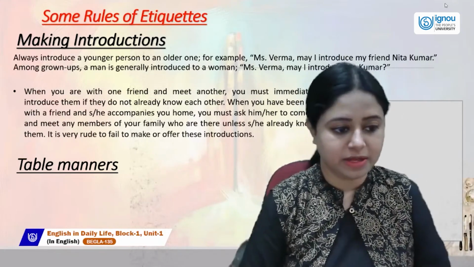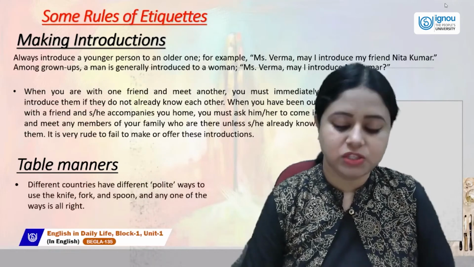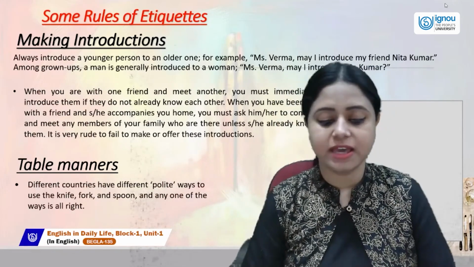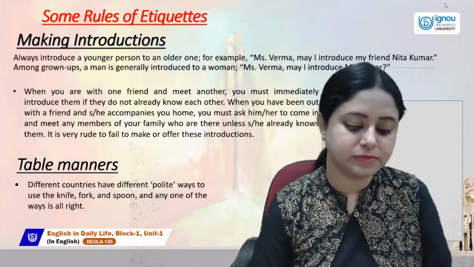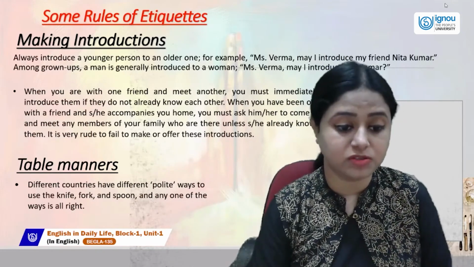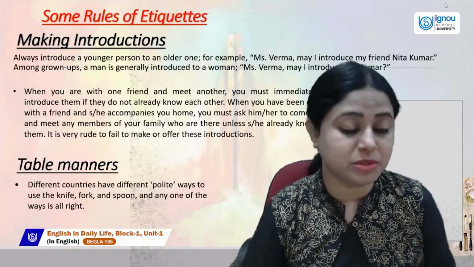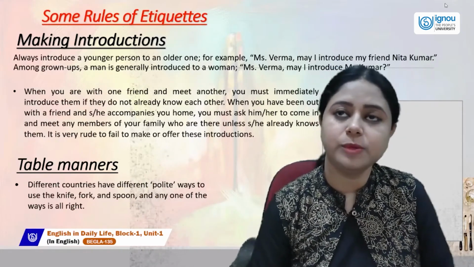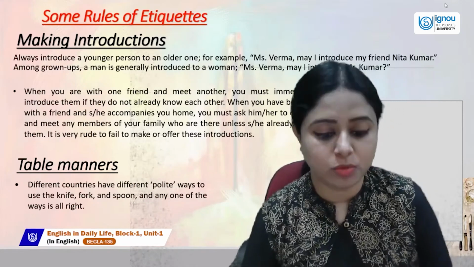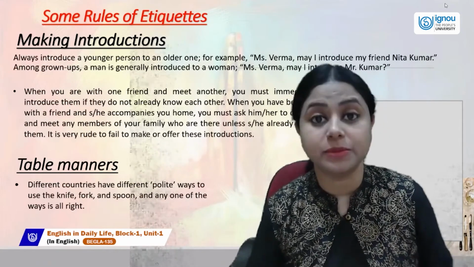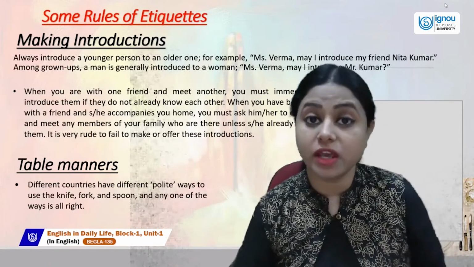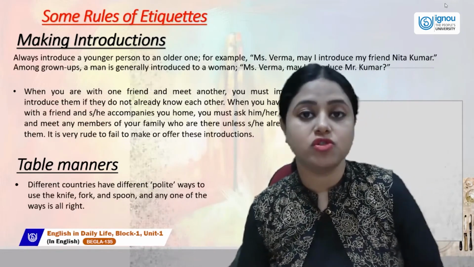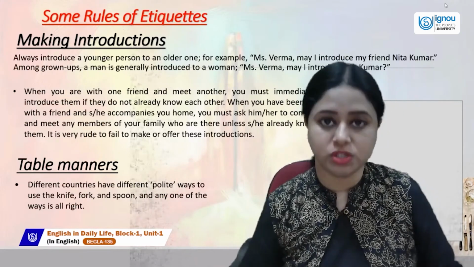Now let's look at table manners. Different countries have different ways of eating, and of course that means different table manners, and different polite table manners. Some use knife, fork, and spoon, and there would be different ways of arranging them also. If you see a properly laid table, you'll see that the cutlery is arranged in a certain way. So there are standard ways in different countries or different cultures to arrange those cutleries.